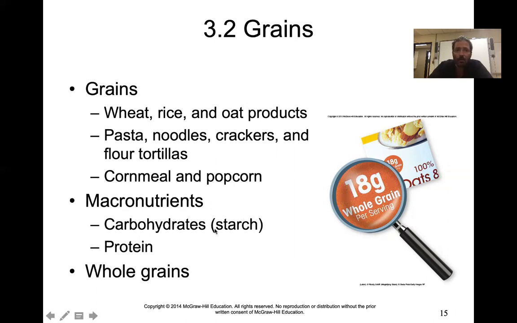Anyway. Macronutrients. So a macronutrient is something that you need to consume in large amounts. Your carbohydrates, you're generally consuming for your energy, all right?